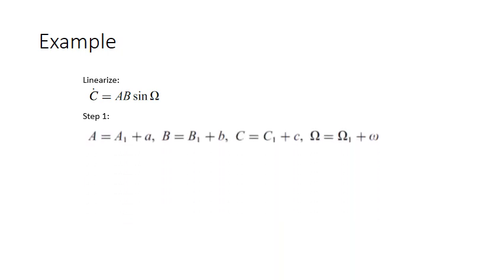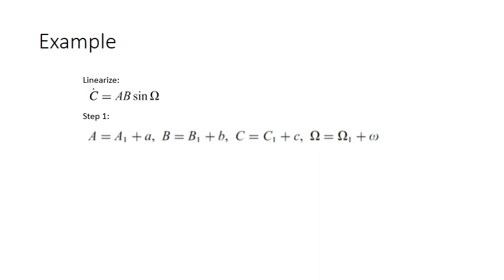Let's have an example. Linearize the following nonlinear differential equation: C dot equals A times B times sine omega. Applying step 1 by recasting each variable in terms of a steady-state value and a perturbed value, we get the following. A will be equal to A1 plus a perturbation small a. B equals B1 plus a perturbation small b, and so on for C and omega. These are the variables in our nonlinear differential equation.